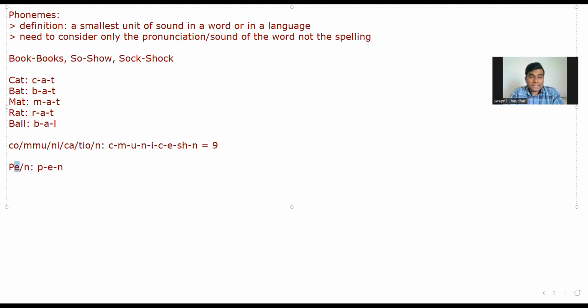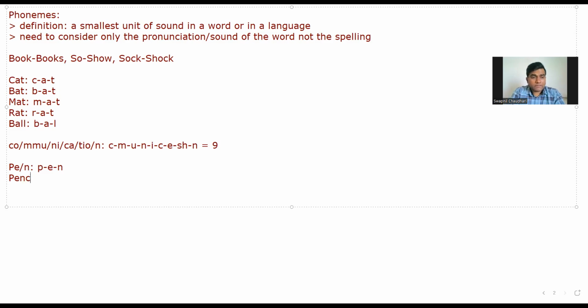Okay? But this "pe", can it be broken down? "Pe" is "pa" plus "e". Yes, it can be broken down. So "pa", "e", "na". Right?